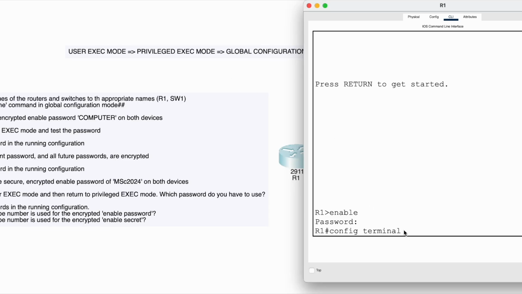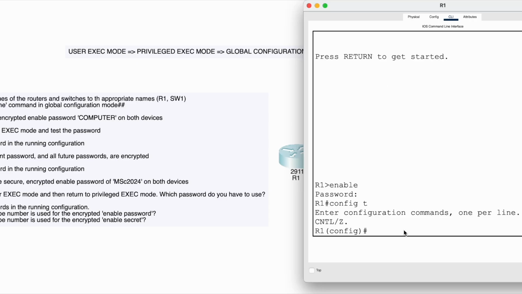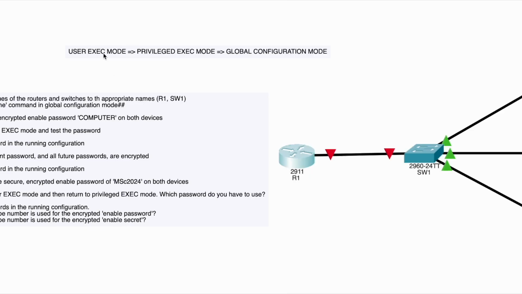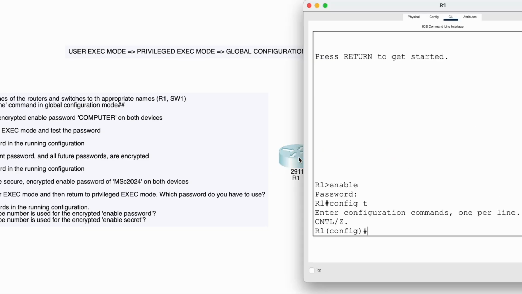But you don't need to type the whole word terminal. You can just put T, the short form of terminal. It recognizes T as what? Terminal. So it will still take you to what? To the global configuration mode. So we have three modes now. From user, if you look at what we have here, from user to privilege, down to the global configuration mode.